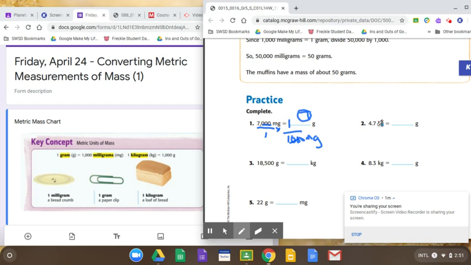This is the one I really wanted to get to. So this one is 4 and 7/10. And we're trying to go from kilograms to grams. And if we have like 4 and 7/10 loaves of bread, let's say, so we have 4 loaves of bread and almost another 5th one. We're going to be moving it into grams. So we're going to be multiplying it by 1,000.